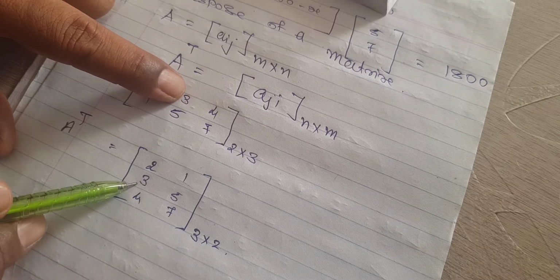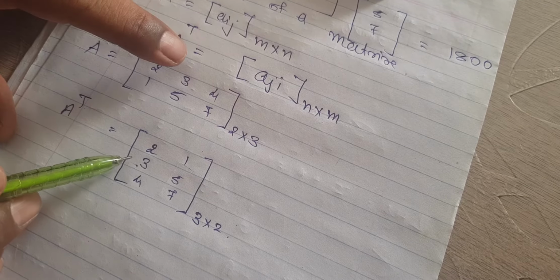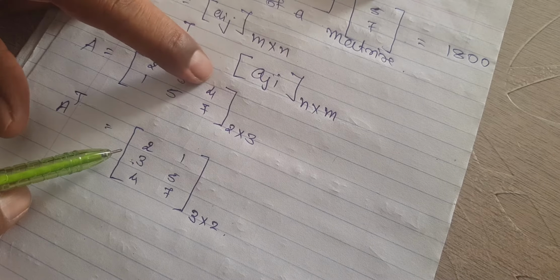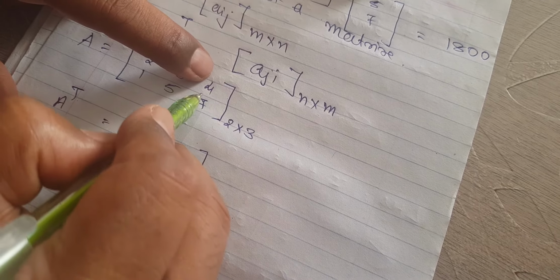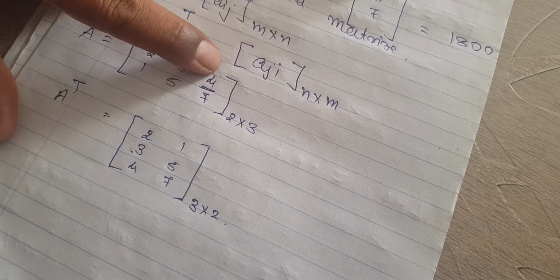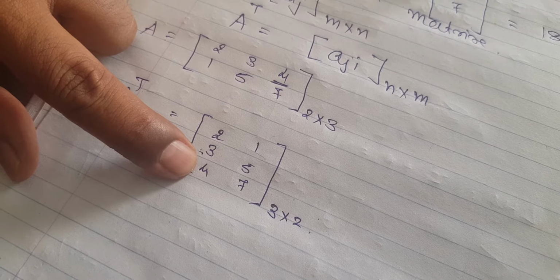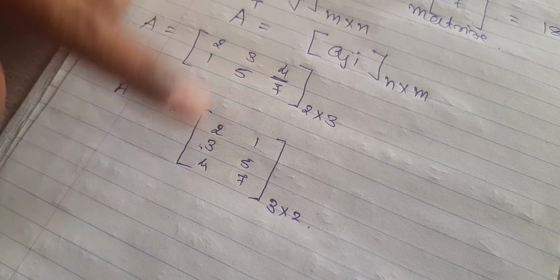See, A11 okay, but this A12, which is 3, becomes A21. A21 means second row, first column. This place for 4 is A13, first row, third column. That we interchange. So that 4 becomes third row, first column. Understood? So I just give you a few more examples.